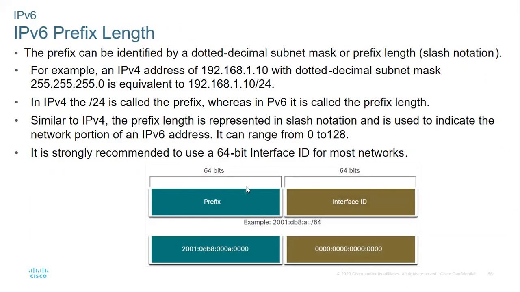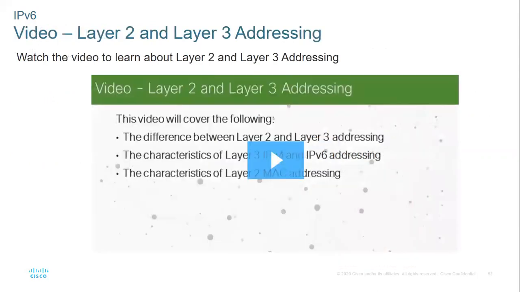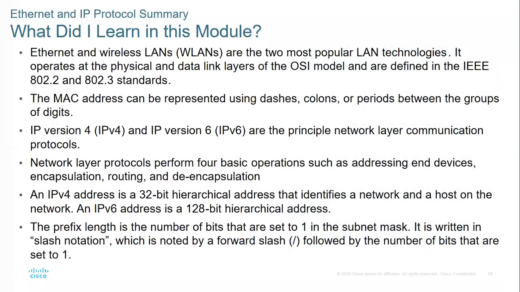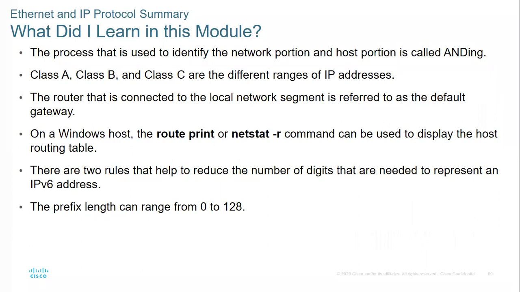And then IPv6 has 2 parts called the prefix and the interface ID. Remember, when we looked at IPv4, it has 2 parts, the network portion and the host portion. Okay, again, there is the video here which you can watch. Okay, so from there, we'll move on.